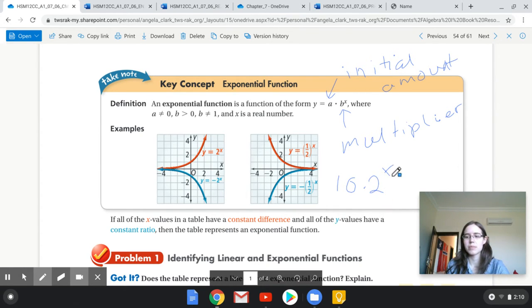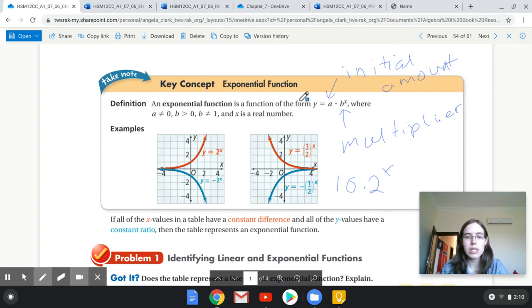However many times this has doubled, right? Or has been multiplied by 1/2 or 5 or whatever your multiplier is. However many times that has happened, that's going to be X. So we'll see some more examples, but that's just an introduction to what this is going to look like.